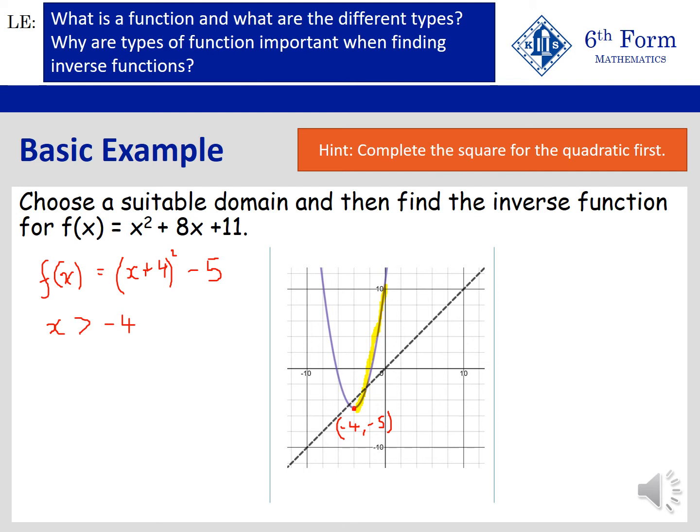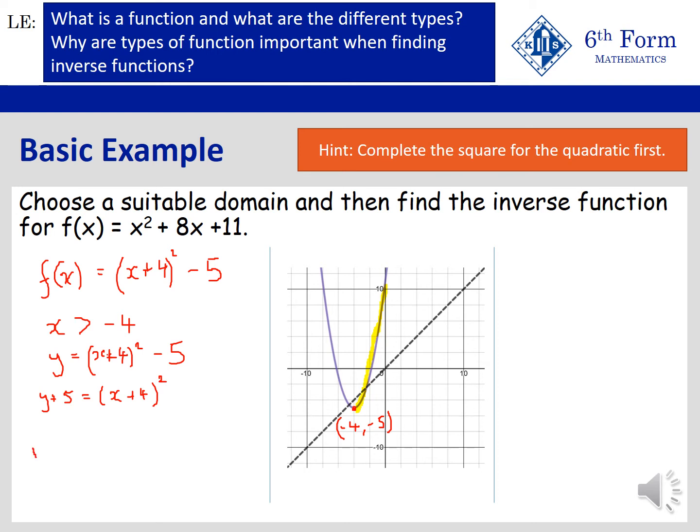So we've decided how we can limit it to make it one-to-one. So if we now consider doing the rearrangement to figure out what the inverse function is going to look like, if we start with y equals x plus 4 all squared minus 5. So we'll add on the 5 first. So y plus 5 is x plus 4 all squared. This is the bit we need to be careful with and take into account.